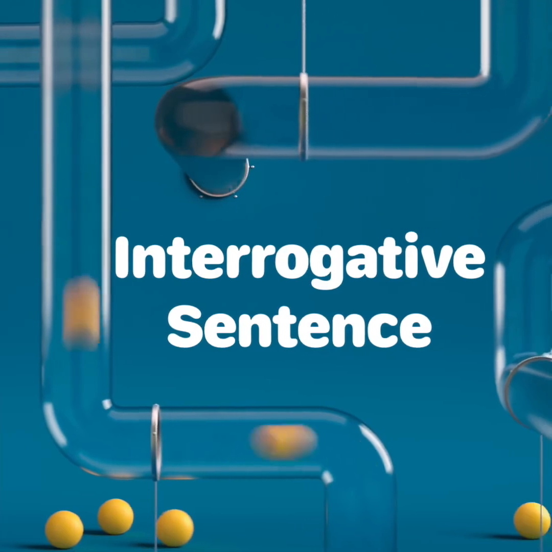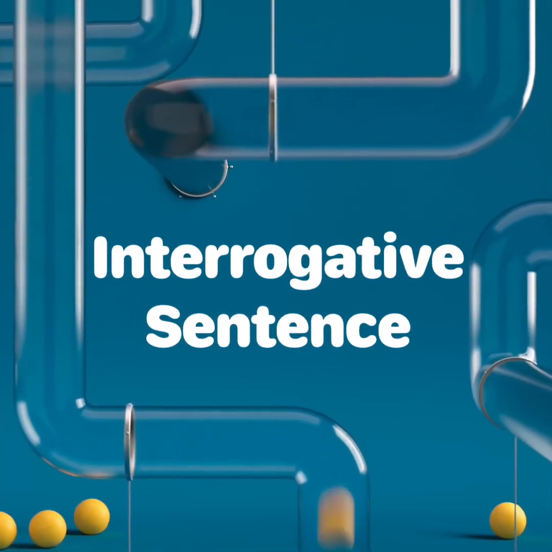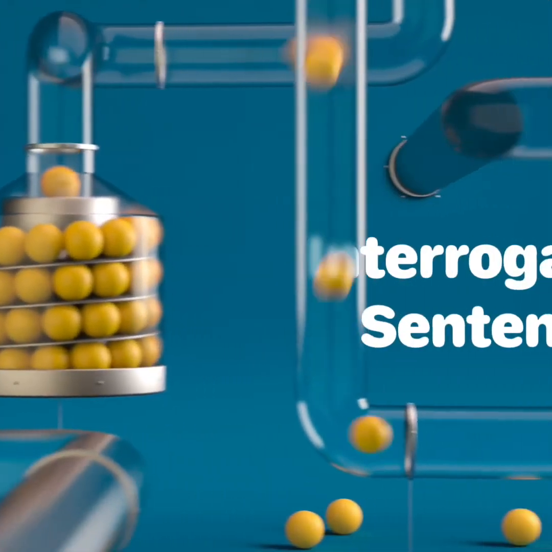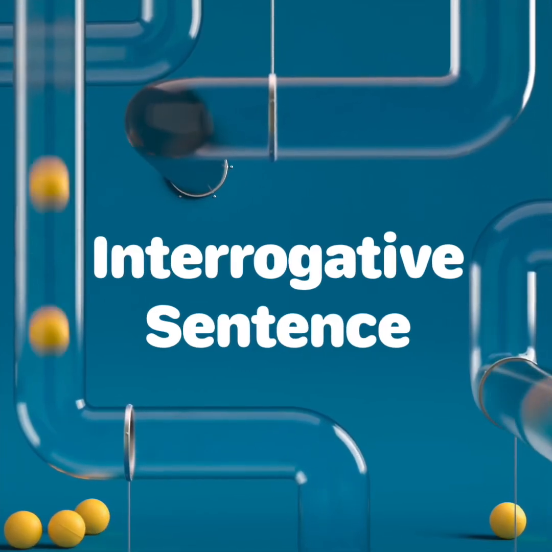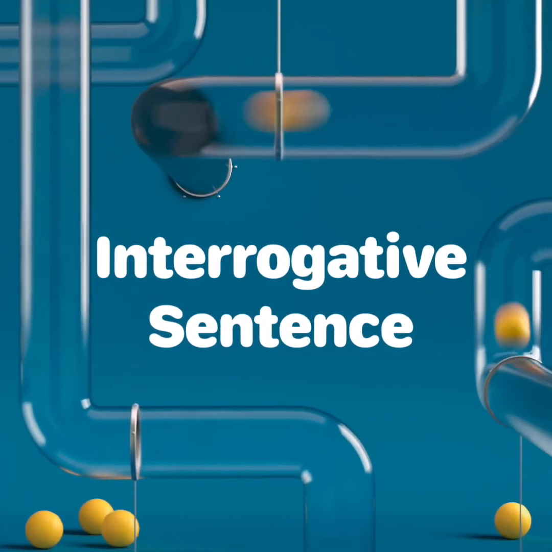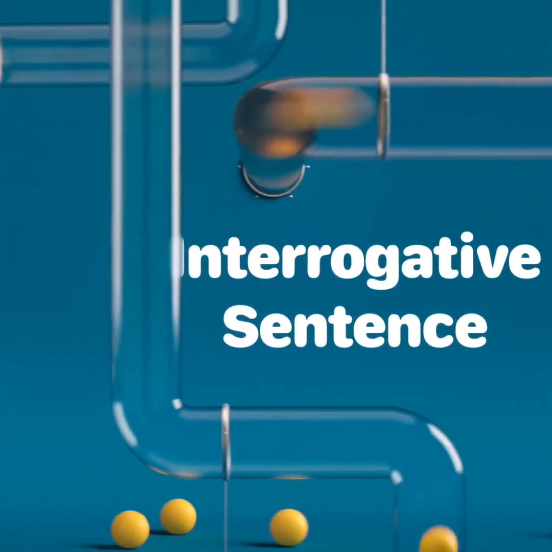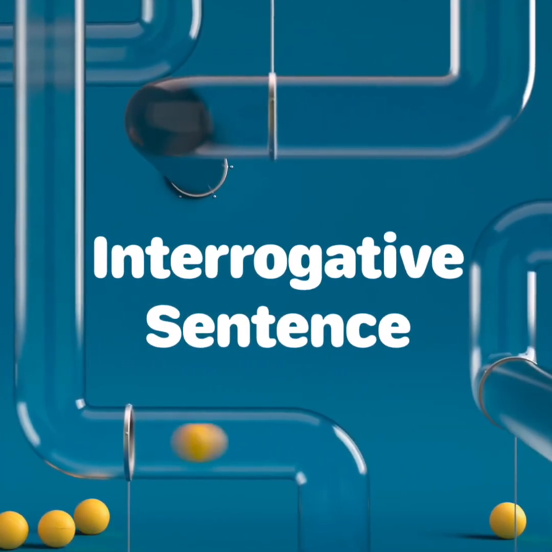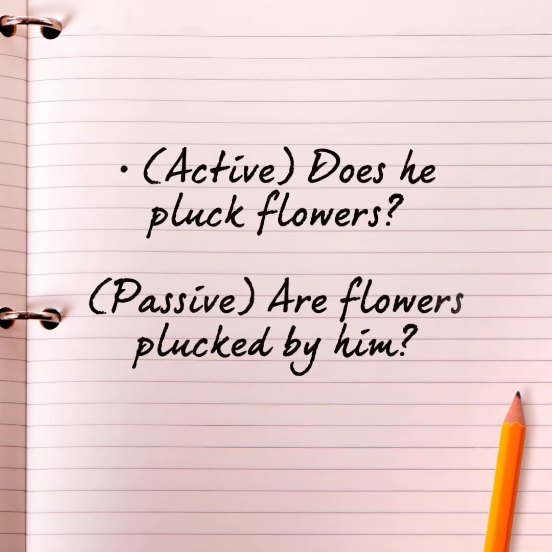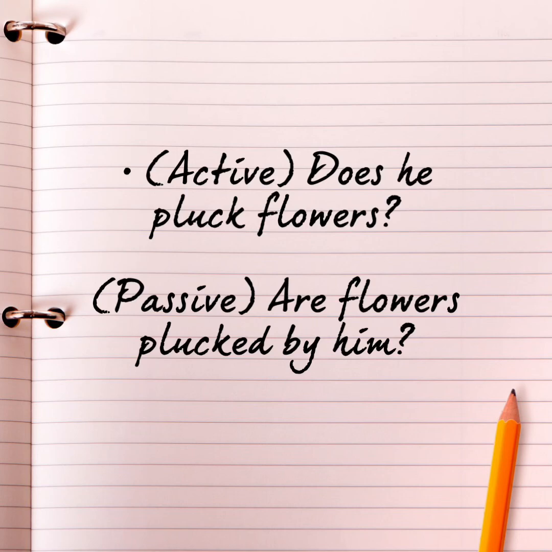In the case of interrogative sentences, it deserves to be noted that interrogative sentences will be changed into the passive voice in the same manner as sentences in different tenses. The question pattern of the sentences will be maintained. Means the interrogative form of the sentence will remain in interrogative form only. We cannot change it into the assertive one. For example, does he pluck flowers? Are flowers plucked by him?